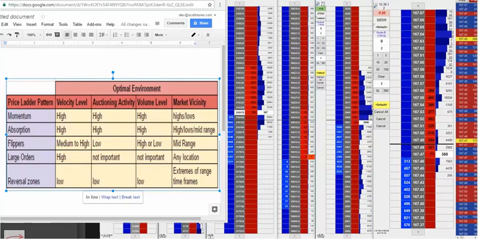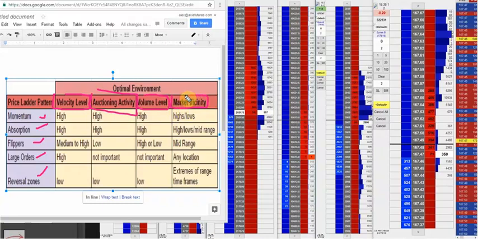different velocity types. Later on we do start looking at the various plays such as momentum, absorption, flippers, large orders, reversal zones. We haven't crossed that area yet, but this is what you will be using right at the end after you've done all the modules. Print this out, put this on your desk, laminate it, and really use this to enhance your learning. But for the sake of this exercise today, we're really just focusing on the velocity level, the auctioning activity, the volume level, and the market vicinity.